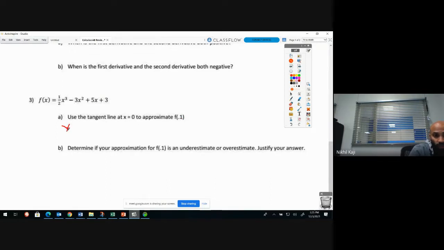That's the point slope. Let's do x equals 0. y equals, plug in 0, that's 3. m, that's our derivative, so f prime, sorry, what is that? 3/2 x squared minus 6x plus 5. Plug in 0, ends up being 5. All right, y minus y1 equals m times x minus x1.